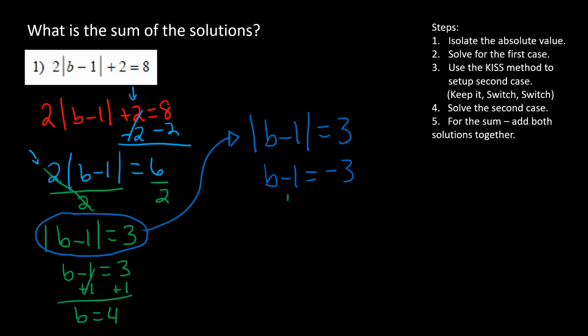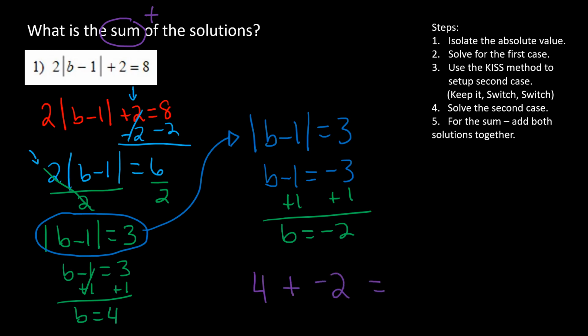So then when we solve, we'll add 1 to both sides. And we'll get b equals negative 3 plus 1 is negative 2. So our solutions here are 4 and negative 2, and the question is asking us to take the sum. That sum, let me circle that, means that we need to add the solutions. So our first solution was 4. We're going to add that to negative 2. Well, 4 plus a negative 2 is 2.